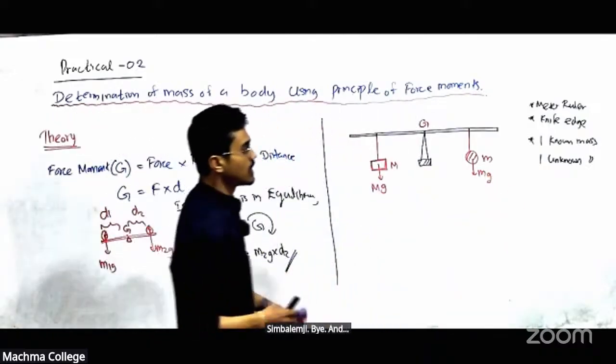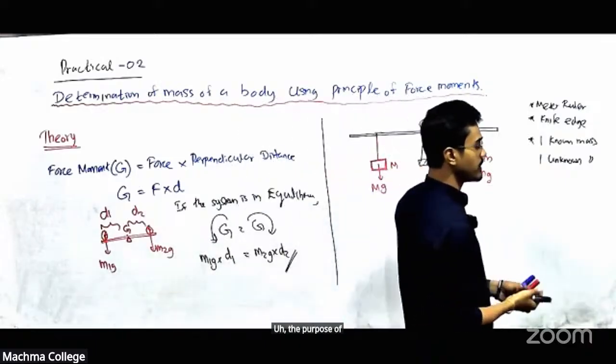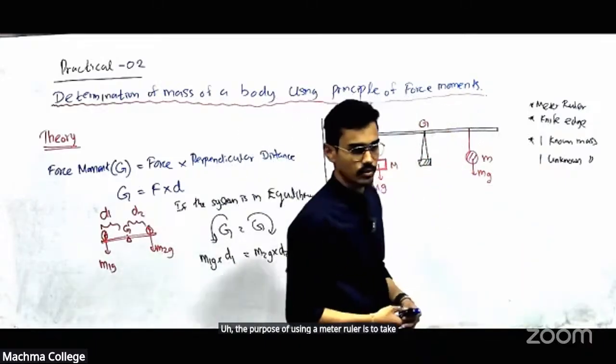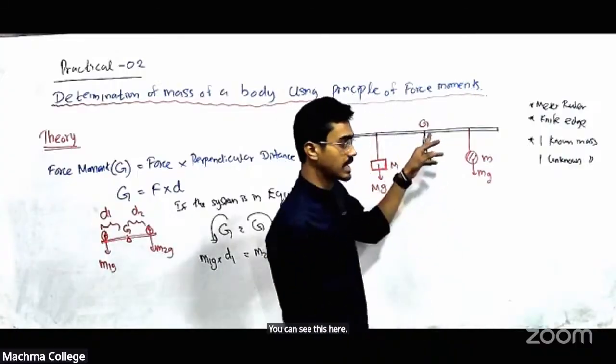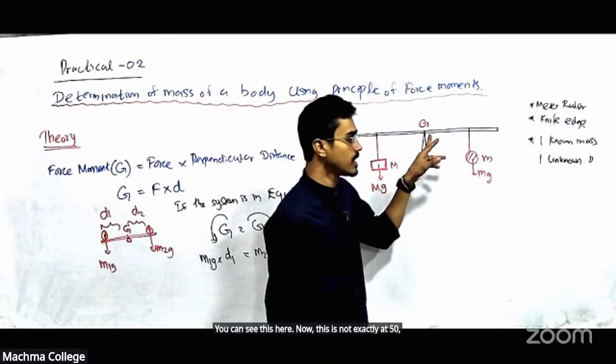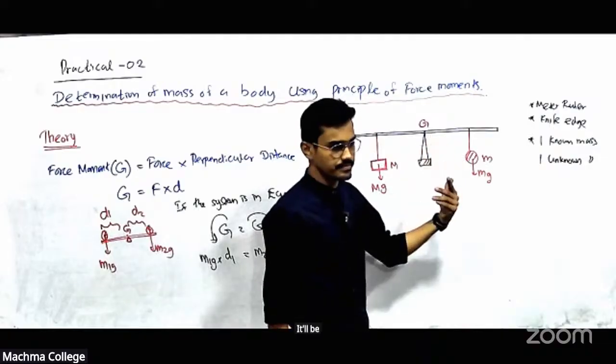And the purpose of using a meter ruler is to take readings easily. Now in the meter ruler we can see the scale. Now this is not exactly at 50 usually. It will be around 50, right?